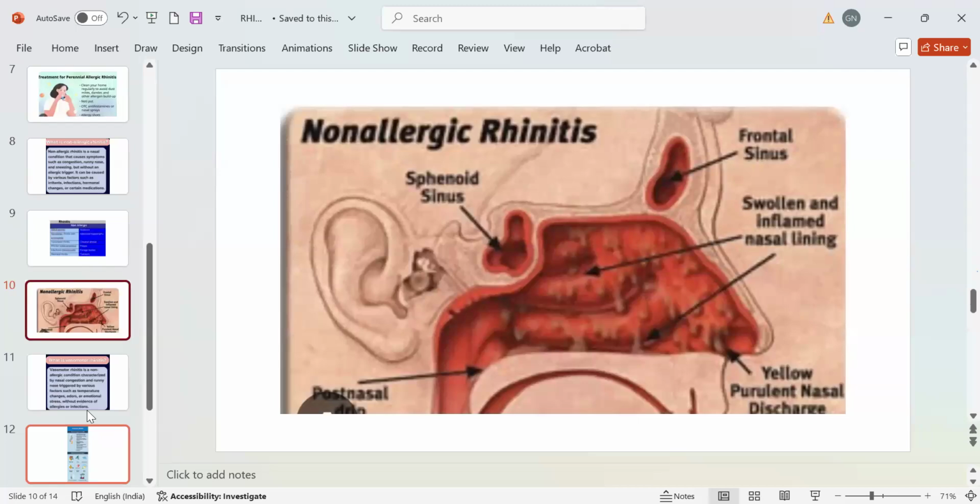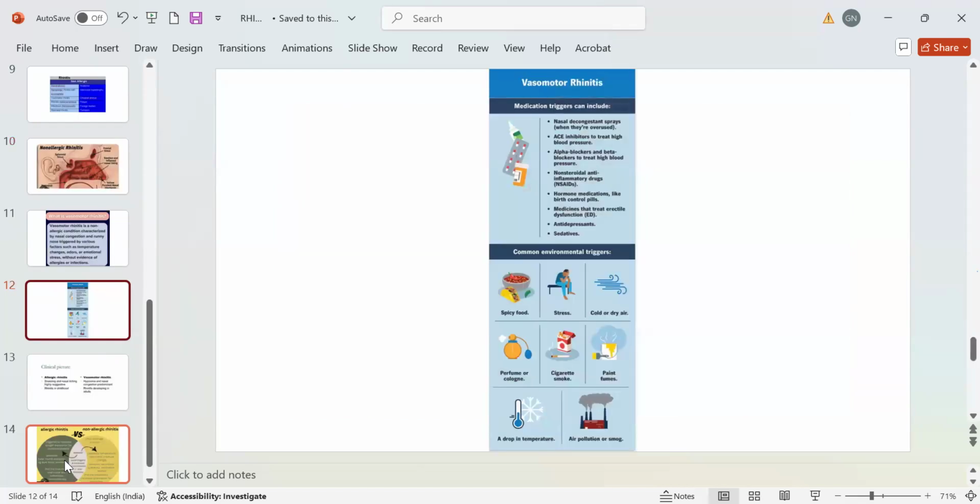Majority is diagnosed between the ages of 30 to 60 and common in women, unlike allergic rhinitis, which is common in males. So these are the triggering things of vasomotor rhinitis.